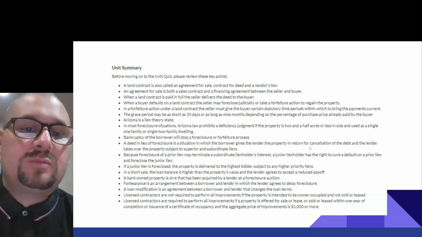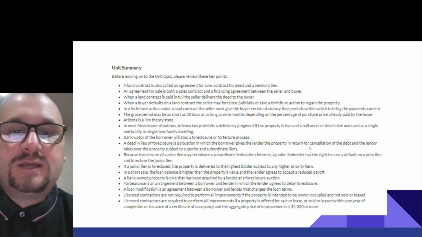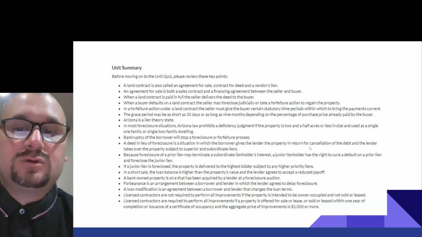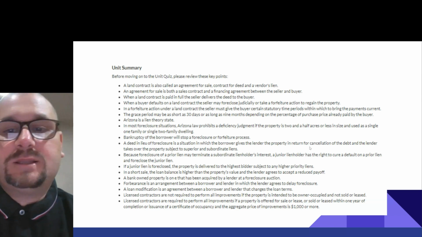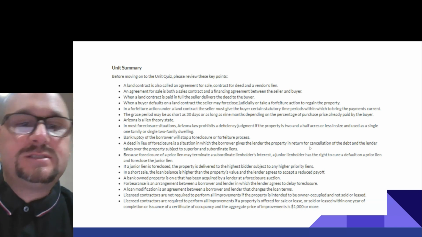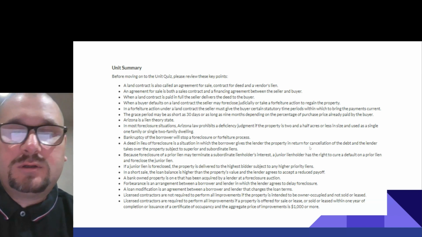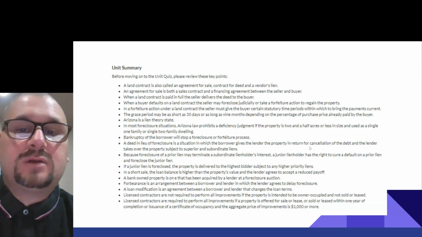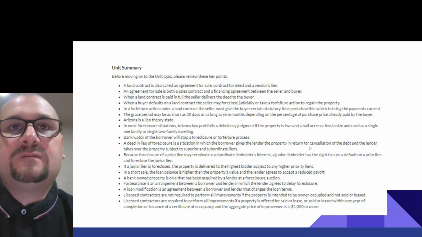A bank-owned property is one that has been acquired by a lender at a foreclosure auction. A forbearance is an agreement between a borrower and a lender in which the lender agrees to delay foreclosure.